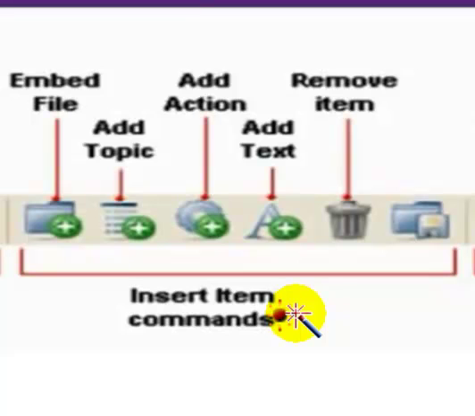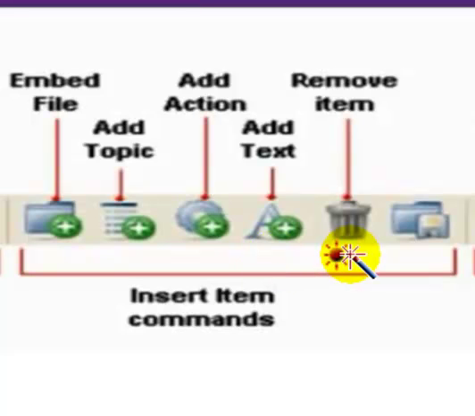This middle section of the toolbar contains the Insert Item command tools. In a later video, you will see how to use each of them. The first tool is for embedding a file in your session plan. You will use the second tool to add a topic to your plan. The Add Action tool is the third one. And the tool designated with a capital A is the Add Text tool.